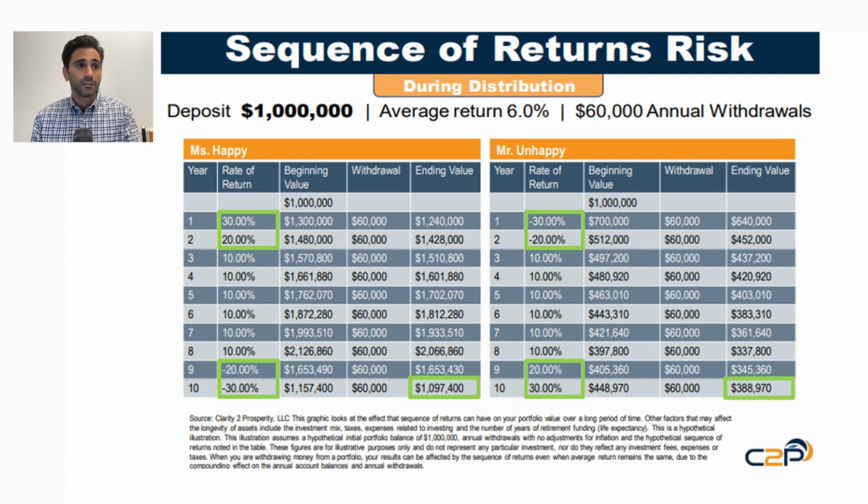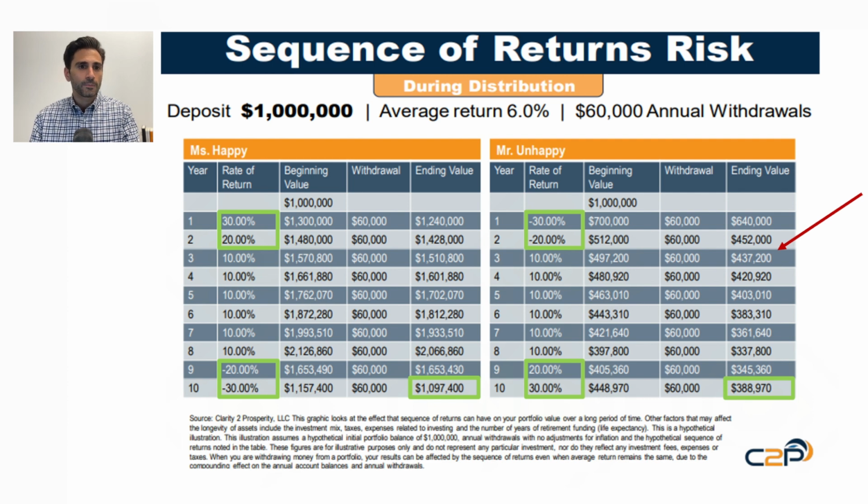He ends with $388,970. And in fact, you'll see Mr. Unhappy is probably a little stressed in years 2 to 3 of his retirement because he already lost over 50% of his money. And this is only showing 10 years of his retirement. What happens if he lives another 10, 20, or 30 years?